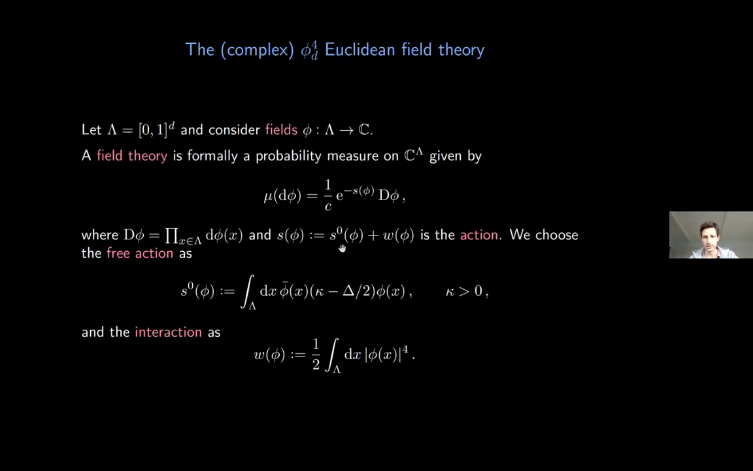So this action consists of a free and an interacting part. The free action is just basically the Laplacian. So here it is. I choose the sign so that this is a positive operator. And I also add a mass term, which I call kappa, and this is just a positive constant. So this is my free action. And I have an interaction.